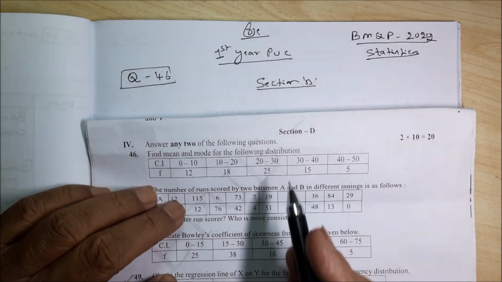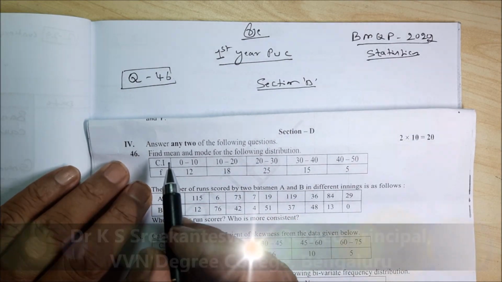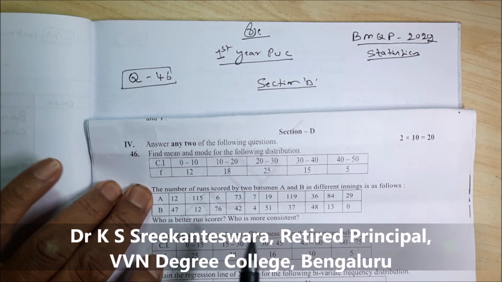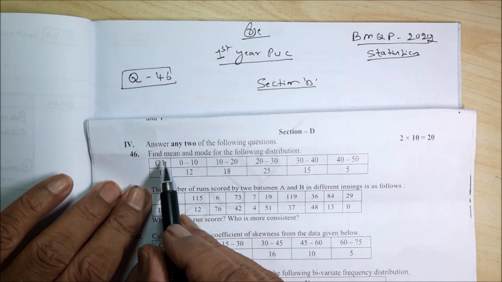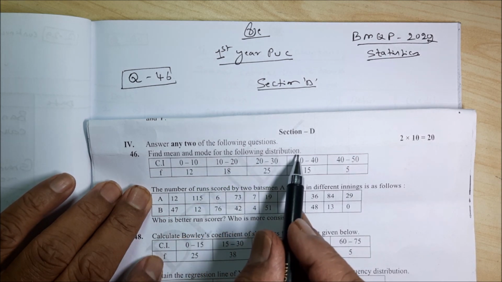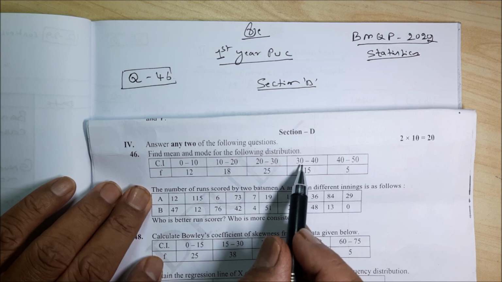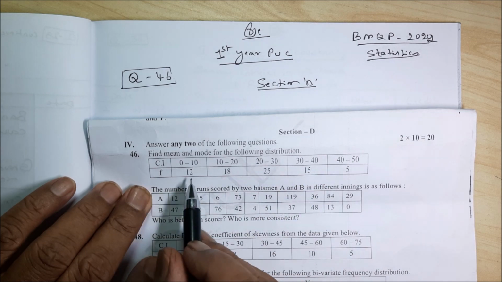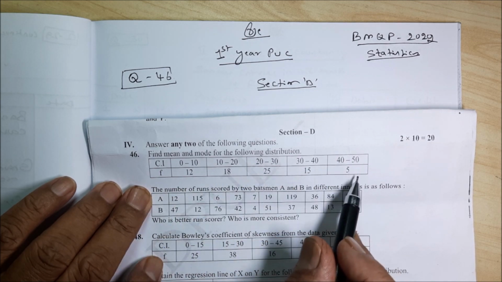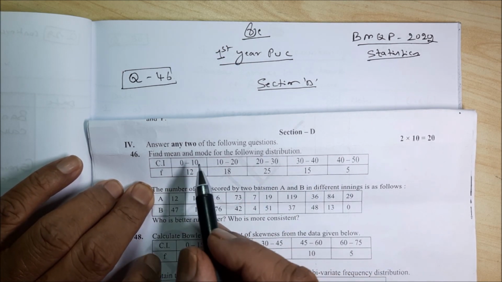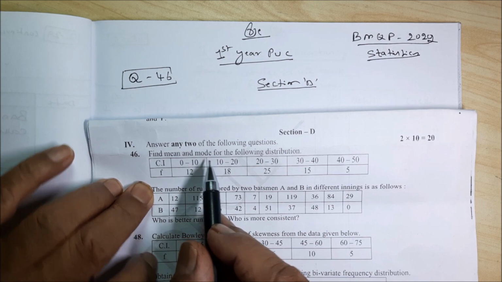Now section D. Answer any two of the following questions, where I am going to answer all the questions. So 46th question, find mean and mode for the following distribution. Class interval 0 to 10, 10 to 20, 20 to 30, 30 to 40, 40 to 50. Frequency 12, 18, 25, 15, 5. So it is under continuous series. So you have to calculate both mean and mode, right?